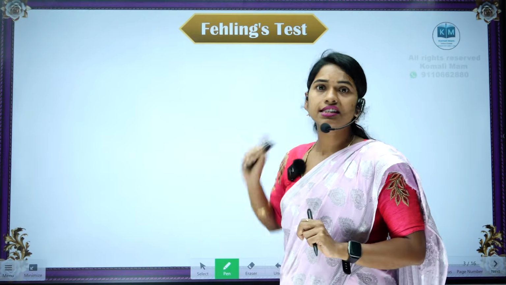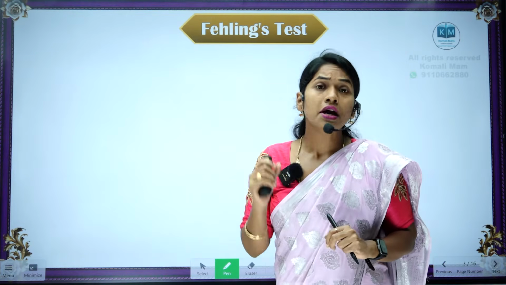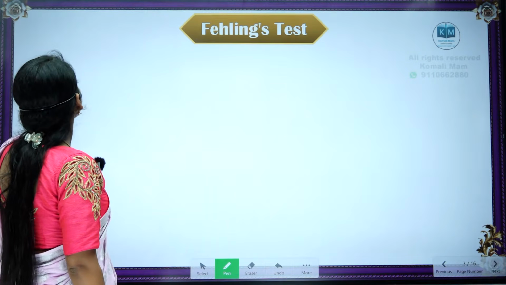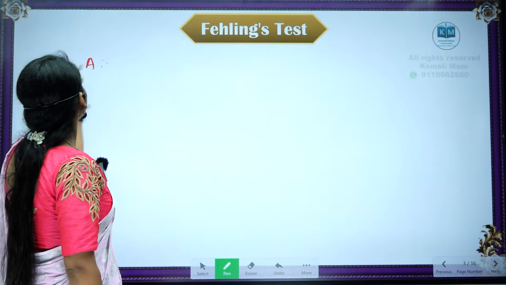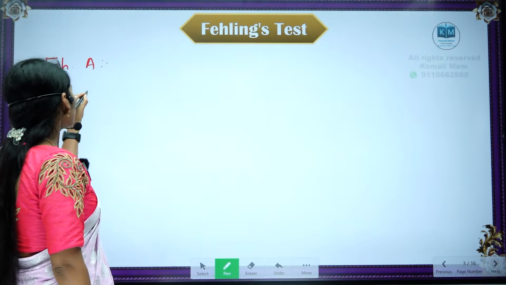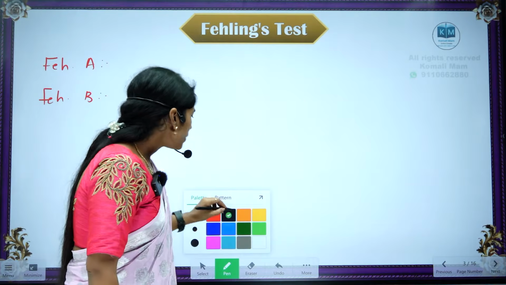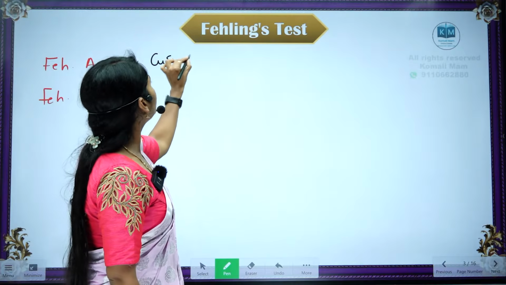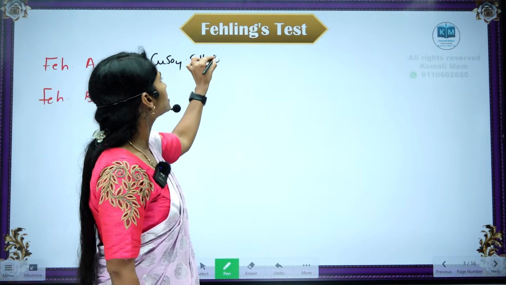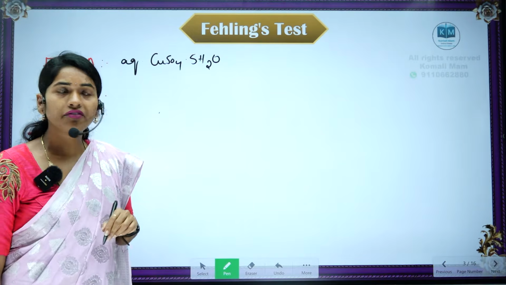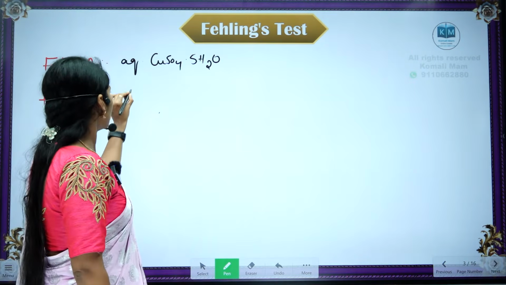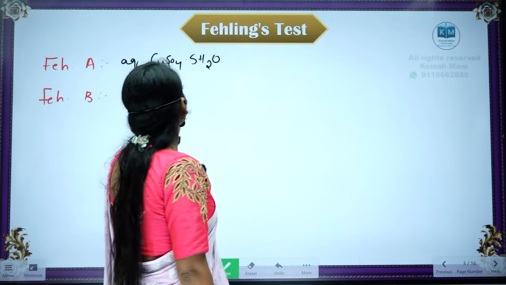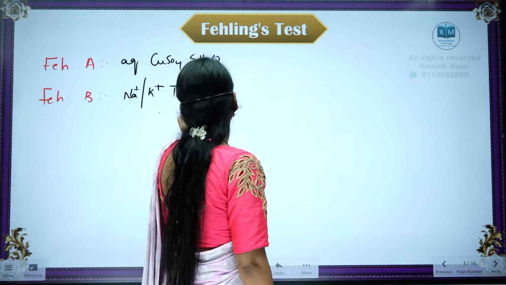Next, let us see the second reagent, that is Fehlings reagent, and the test is Fehlings test. In Fehlings we have two reagents, that is Fehlings A and one more is Fehlings B. Ma'am, what is this Fehlings A? Aqueous copper sulfate pentahydrate, we call it Fehlings A. Fehlings B is sodium or potassium tartarate.